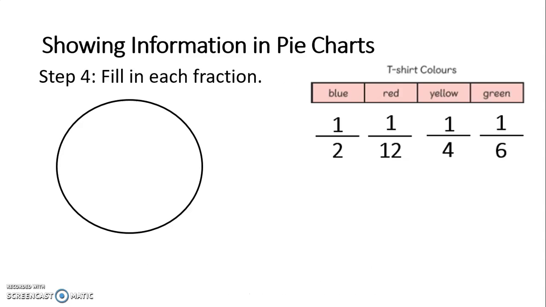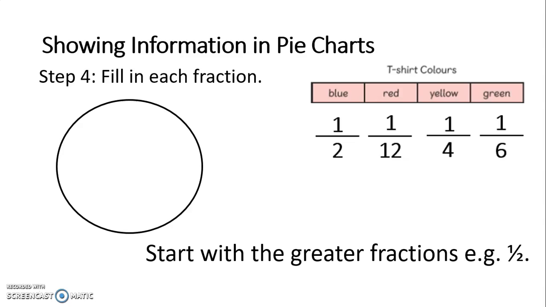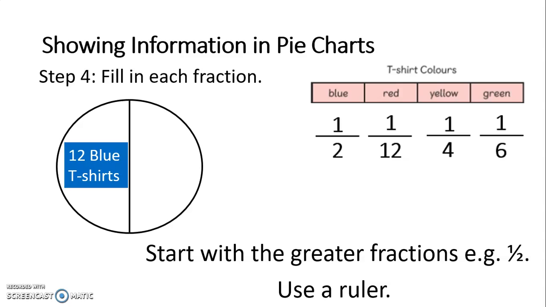Step 4, we now need to start filling in each fraction. Now, if we think about a circle and we think about that first fraction, the blue, it's 1/2. So we can draw 1/2. Start with our greatest fraction. So we need to draw a line with our ruler to show 1/2. There's 1/2. Now we can label that to show that 1/2 were the children who chose the 12 blue t-shirts.